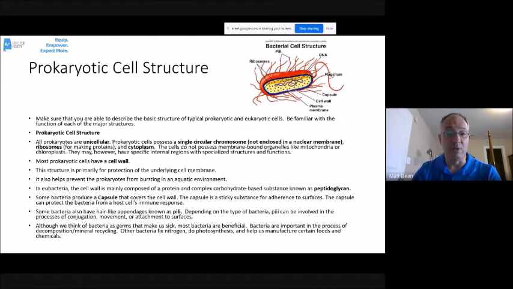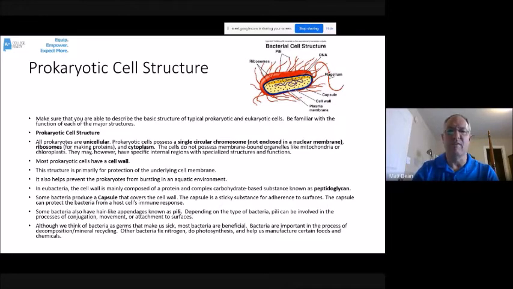Prokaryotic cells have ribosomes. They're also freely floating in the cytoplasm. Their job is to make proteins. All cells have to have ribosomes because DNA codes for proteins, and ribosomes use that code to actually make those proteins. All cells must have ribosomes. Prokaryotes also have cytoplasm or cytosol, but they don't have any membrane-bound organelles. They don't have mitochondria, chloroplasts, lysosomes, Golgi bodies, endoplasmic reticula.